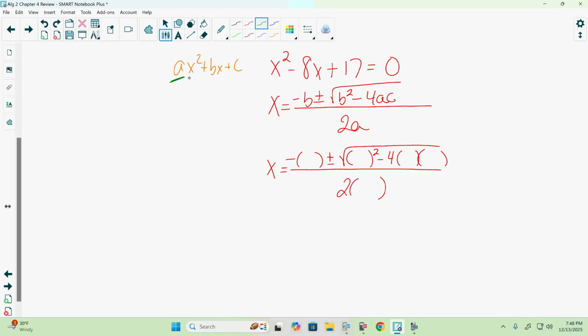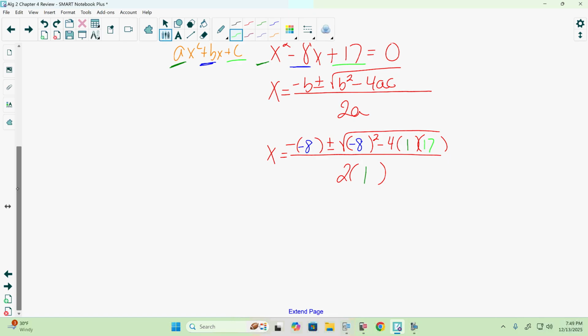Now the value of a is the number in front of x squared. And it for us is 1 since there's not a number written. B is our number in front of x, which is negative 8. So we'll plug it into our 2 spots. And lastly, our value of c is positive 17.